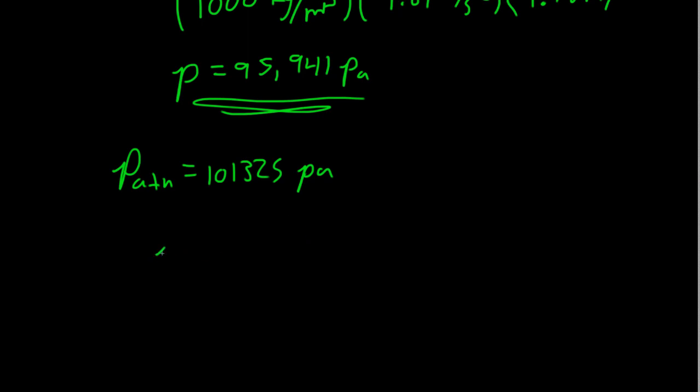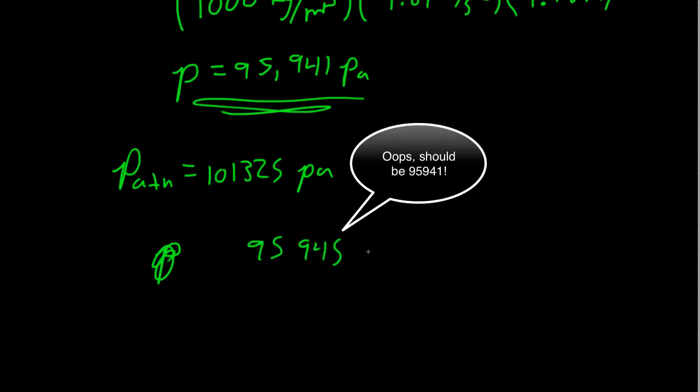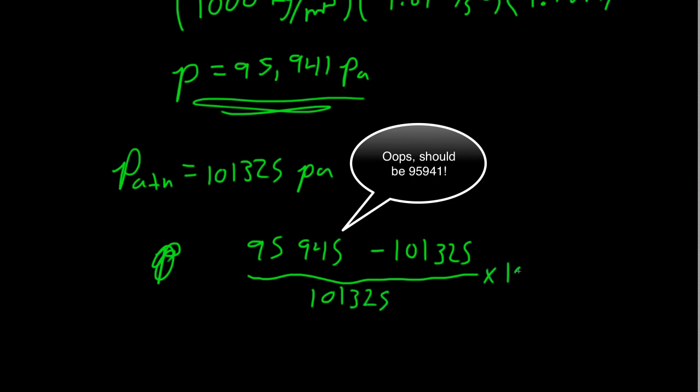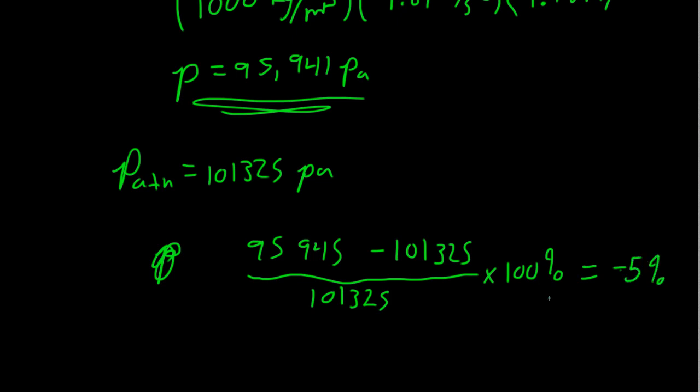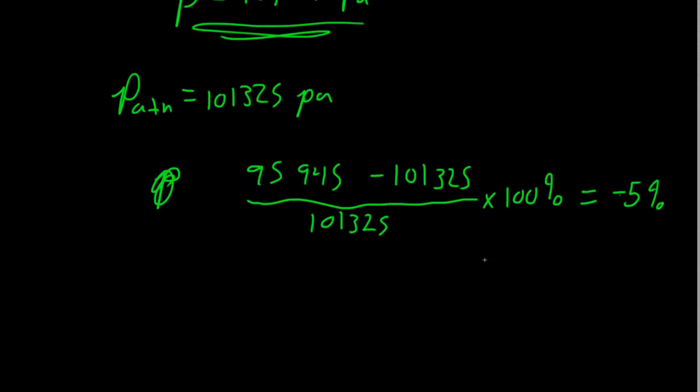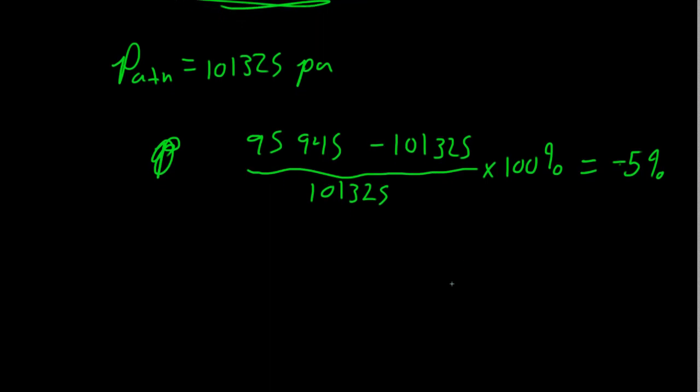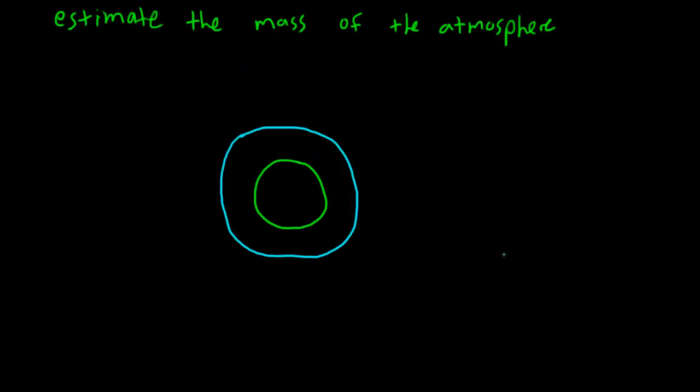Subtracting the true value from our computed value and dividing by the true value and multiplying by 100% results in an answer of minus 5%. And so our model underestimated the height of a water atmosphere by about 5%. Which isn't very bad considering the many assumptions that went into our model.